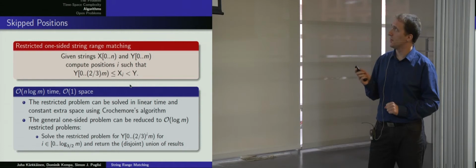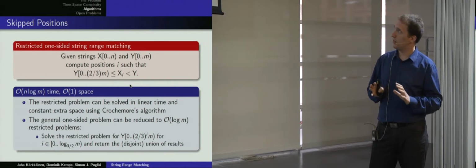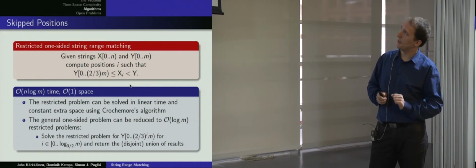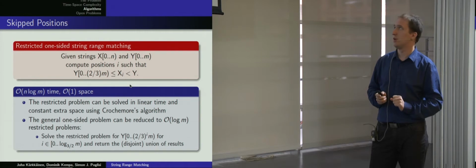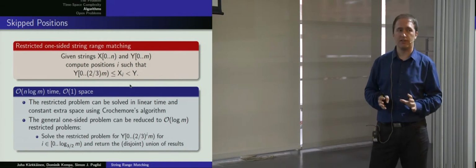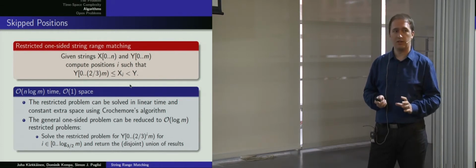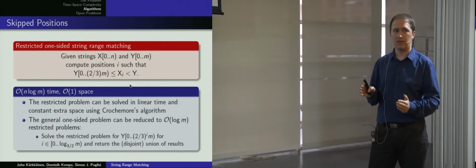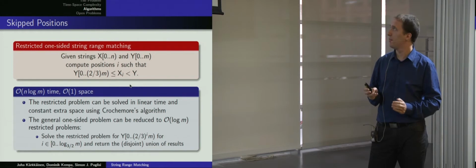So here's the idea of the second algorithm that will run in n log m time and use constant extra space. To do that, we reduce the problem to a simpler problem. We call it restricted one-sided string range matching. In that problem, we're given a text and a pattern, and we want to enumerate all the suffixes of the text that are smaller than the pattern, but that also have the LCP with the pattern of length at least 2/3 of m.